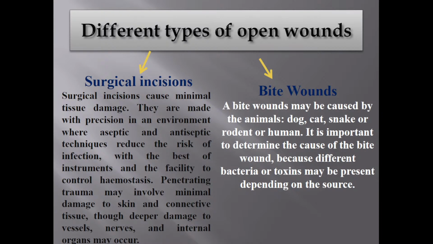Penetrating trauma may involve minimal damage to skin and connective tissue, though deep damage to vessels, nerves, and internal organs may occur. And bite wounds. Bite wounds may be caused by animals, for example, dog, cat, snake, rodent, or human. It's important to determine the source of the bite wound because different bacteria or toxins may be present depending on their source.